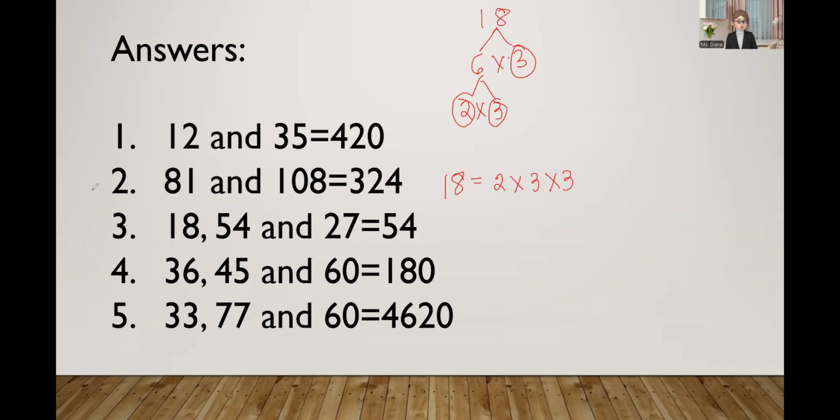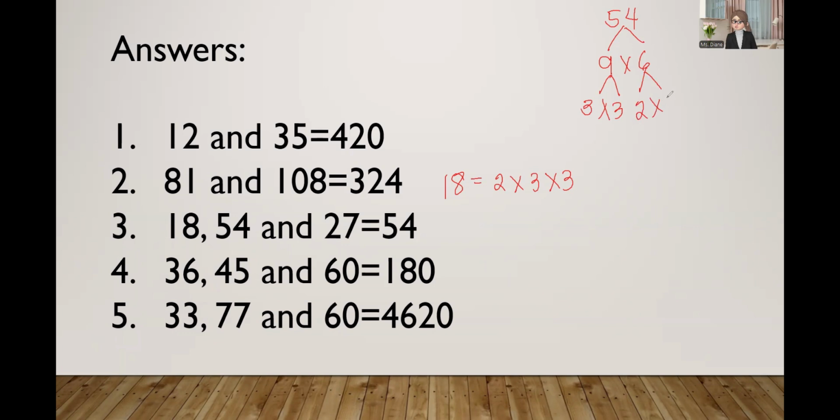Next one, how about 54? Okay, the factors of 54 are 9 times 6, right? So we can factor out 9, which is 3 times 3, and 6, which is 2 times 3. So they are all prime numbers, right? 3, 3, 2, and 3. So we list down here how many 2's. You have one 2, and then you have three 3's. Times 3 times 3 times 3.